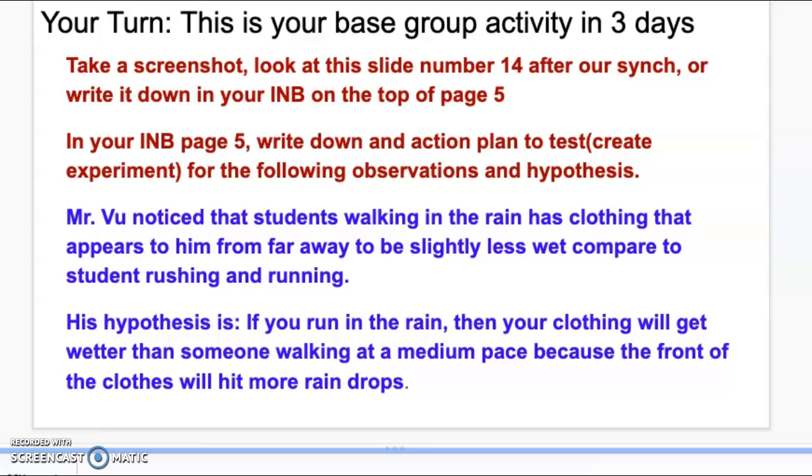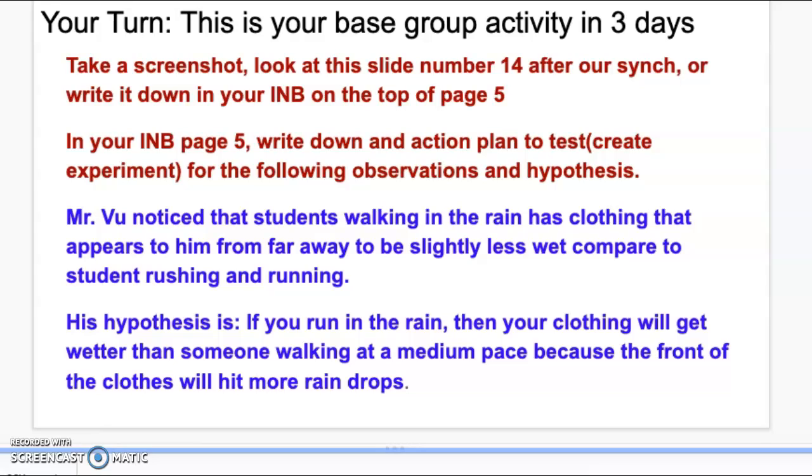That means more wet than someone walking at a medium pace. Because as you run, the front of your shirt is hitting the raindrop before it can fall onto the ground. If you walk slowly, it should only hit you on the head or your shoulder. But when you run, you get the head and the shoulder less, but you get more on the front of your body. So when you think about it, your head and your shoulder is way smaller than the front of your body and the front of your leg, right?